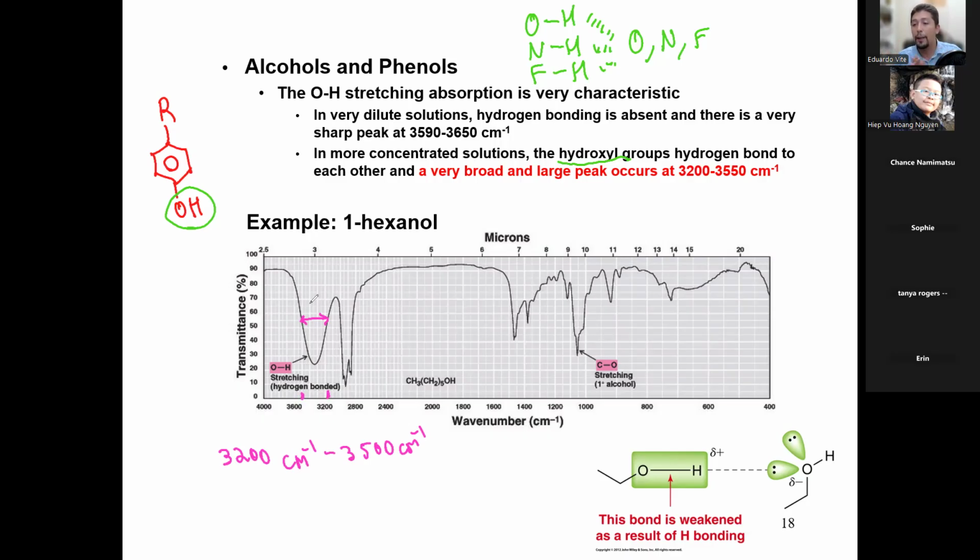Why is it broad? Because some of the OHs are hydrogen bonded, some of them are not. There's a statistical distribution of how many hydroxyl groups are bonded to each other via hydrogen bonding. And so you see the signal looks like a Gaussian distribution because some of them are, some of them are not. And so you just see the signal spread out throughout a large range. That's why OH is characteristic. That's why you can identify it very easily.